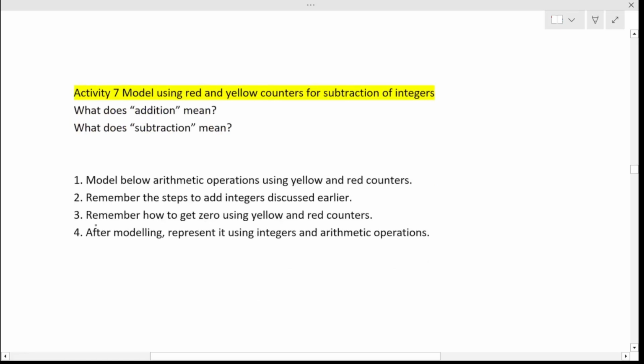Hello students, welcome you all to the short video on understanding subtraction of integers using the modeling of counters. And please do watch the previous videos on adding two integers, basically positive and negative integers using these counters, and have a better understanding. In this video, we will focus only on subtraction.